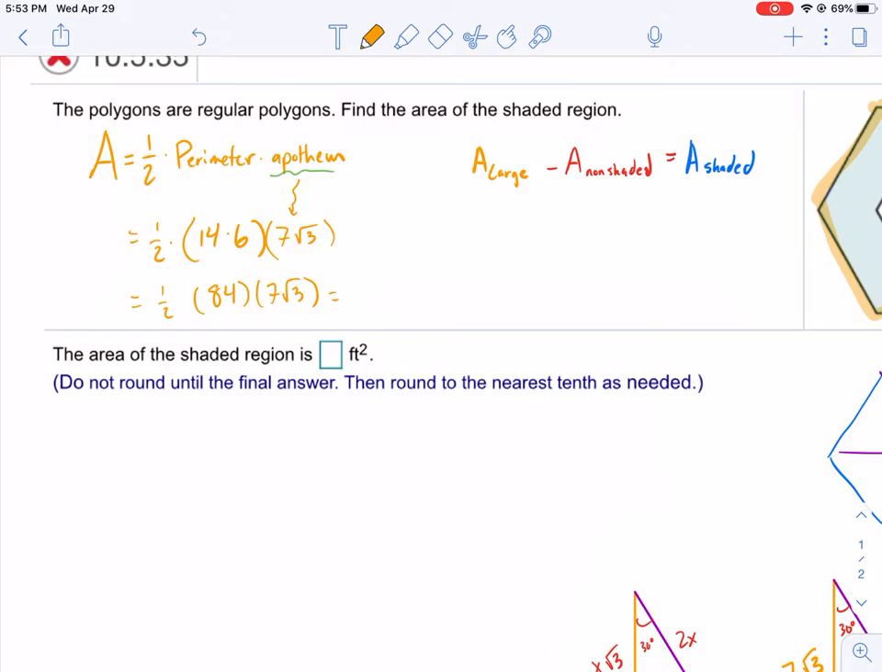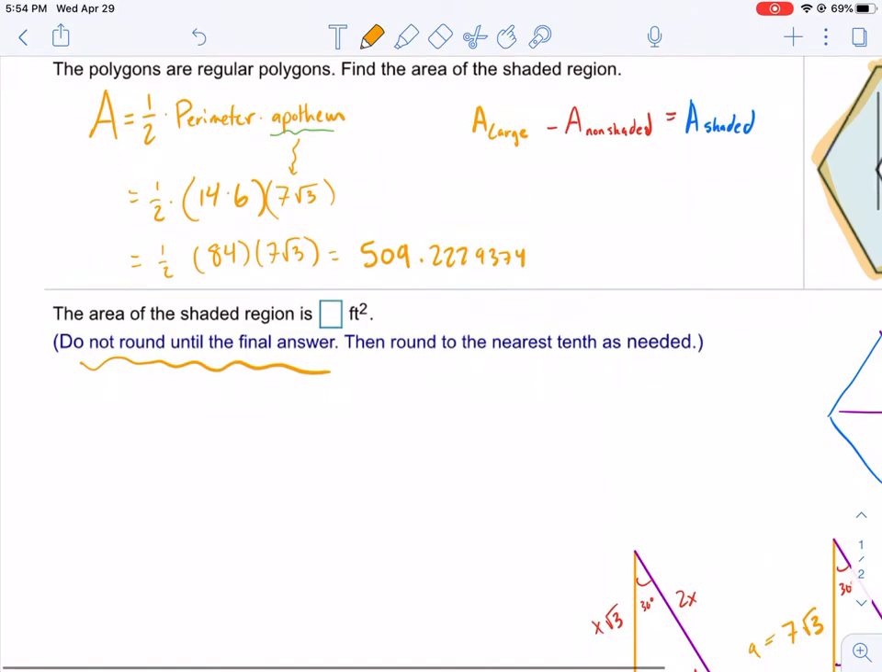So we're just going to go to our calculator here. It's asking for the nearest tenth, so we know we're not going to leave it in radical form. So we're going to do 84 times 1/2 times 7 times radical 3. And I get 509.2229374. Now I'm going to leave that stored because it says do not round until the final answer. And that's generally the appropriate thing to do. You want to keep everything exact and stored on your calculator as much as possible. And then once you get to the end, then you're going to round it.